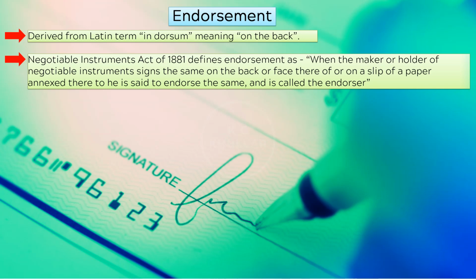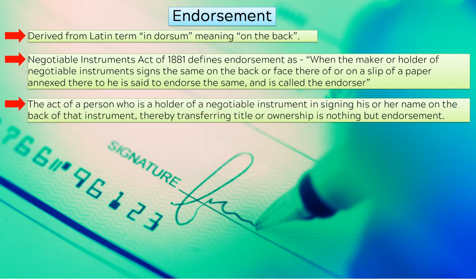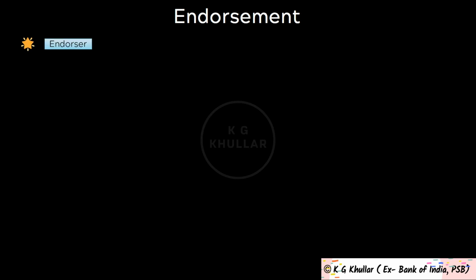So in simple terms, the act of a person who is holder of a negotiable instrument in signing his or her name on the back of that instrument, thereby transferring title or ownership, is nothing but endorsement. Also note, the person to whom the instrument is endorsed is called endorsee. On the other hand, the person making the endorsement is called the endorser.